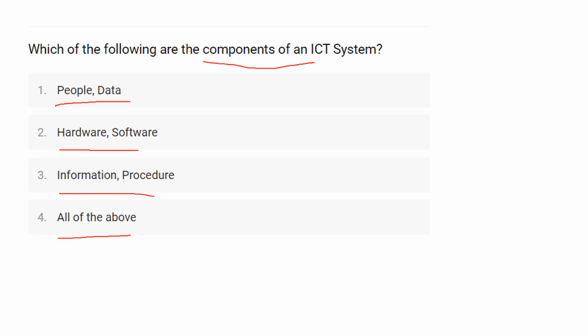If we see the component of the ICT, there are 6 components. The first one is people, then is data, then is procedure, then is the hardware, then is software, and the last one is the information. And all these 6 things are included under the option. Okay, here you can see that. So here the correct answer for this question will be option number 4, that is all of the above are included under the component of ICT system.